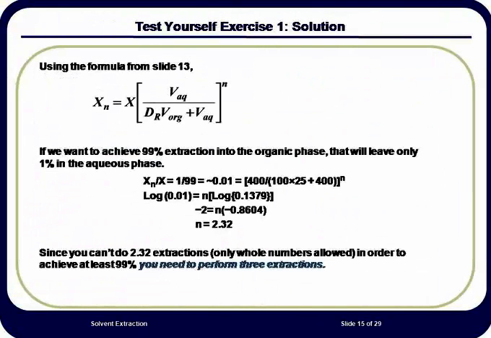The solution to problems like these frequently results in an answer that is a number plus a fraction. However, we can't perform a fraction of an extraction. Thus, in order to achieve at least the desired percent extraction, you need to take the answer obtained and round to the next highest integer.